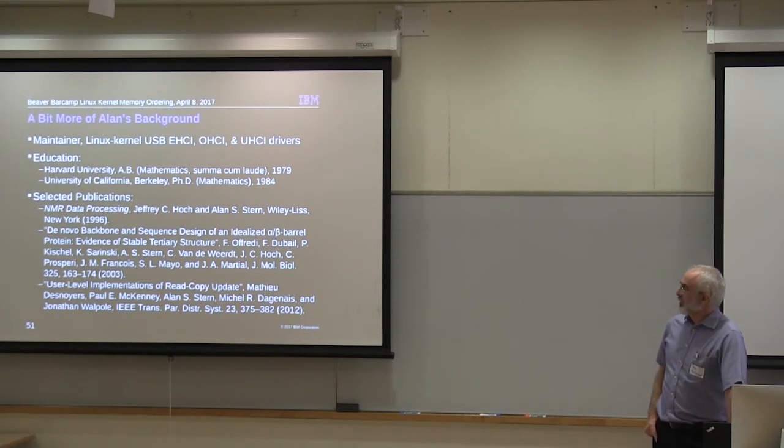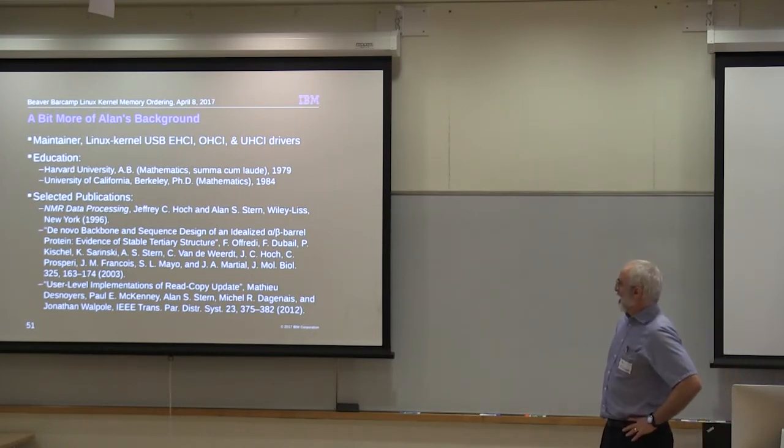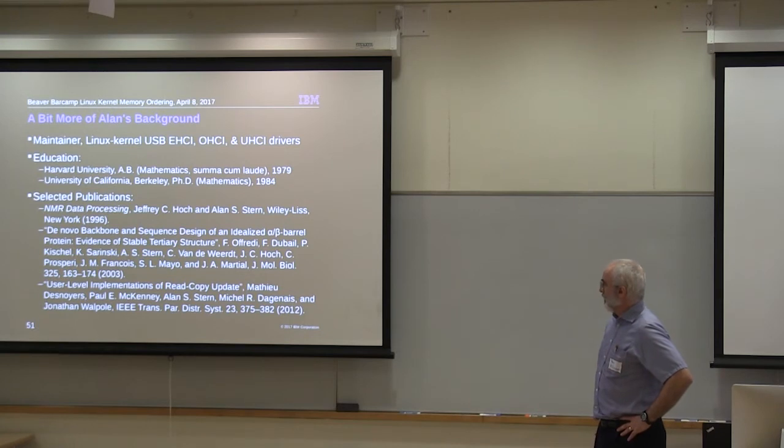He has degrees in mathematical logic, which is one of the reasons I thought he'd be helpful here. And he's got a huge list of publications. I've provided three of them, two just to be there, and the last one is actually relevant. He and another guy wrote a book on nuclear magnetic resonance data processing in '96. This other one, I don't know what to do with it, so I decided to just read the title: De novo backbone and sequence design of an idealized alpha beta barrel protein, evidence of stable tertiary structure.